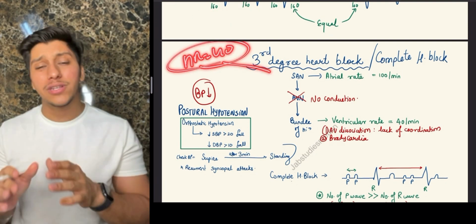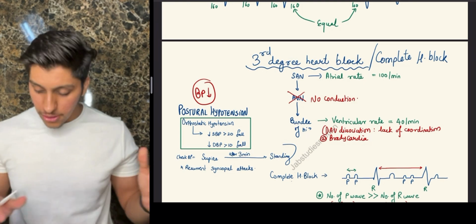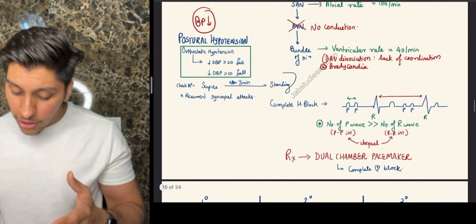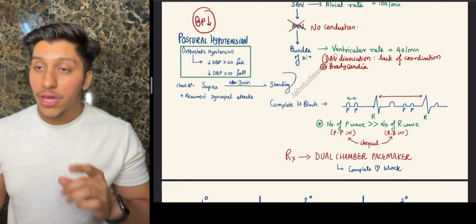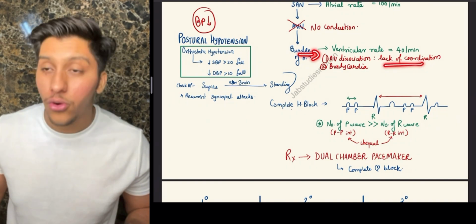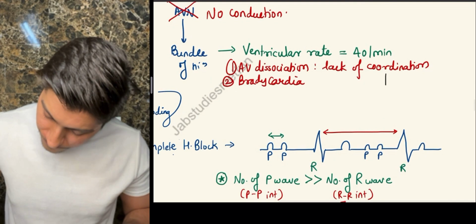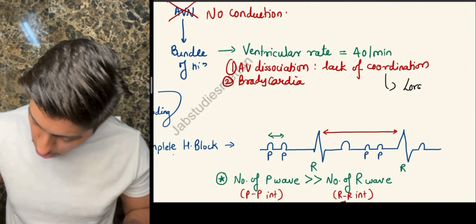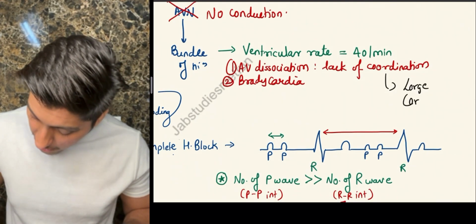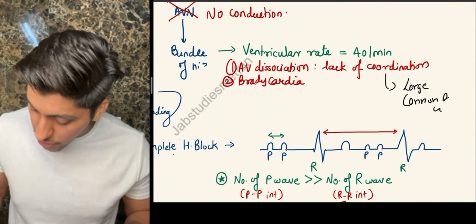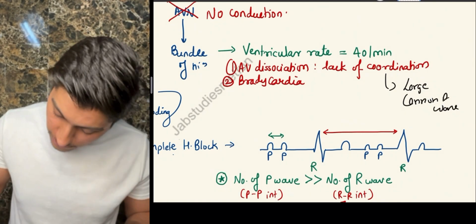So this is somewhat still better than the Mobitz 2, right? I hope you're getting my point. With the bundle of His, the heart rate is going to be around 40. AV dissociation will be the lack of coordination. That is why you're going to have, write this down, Canon A waves.